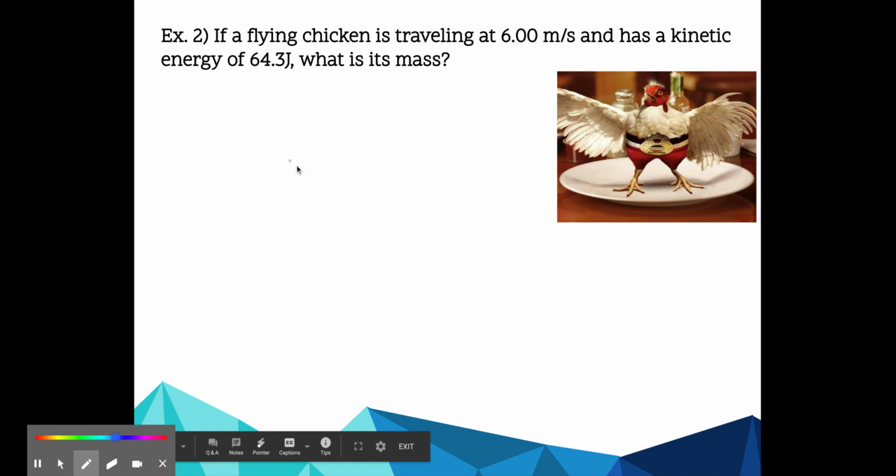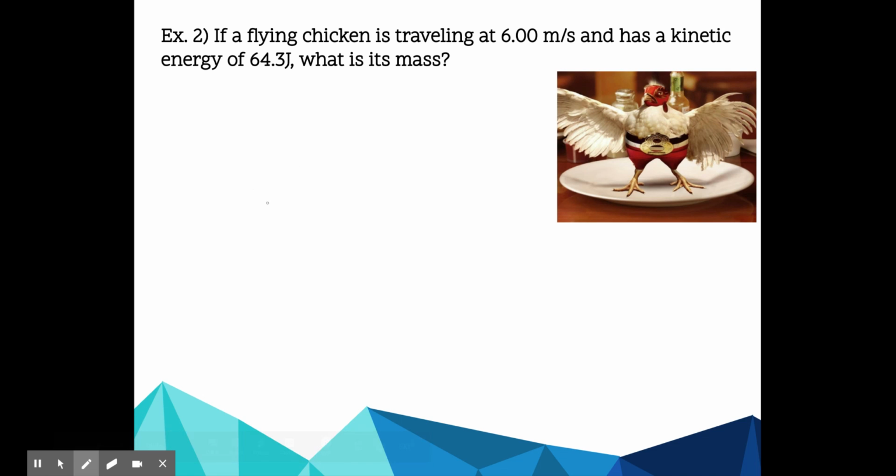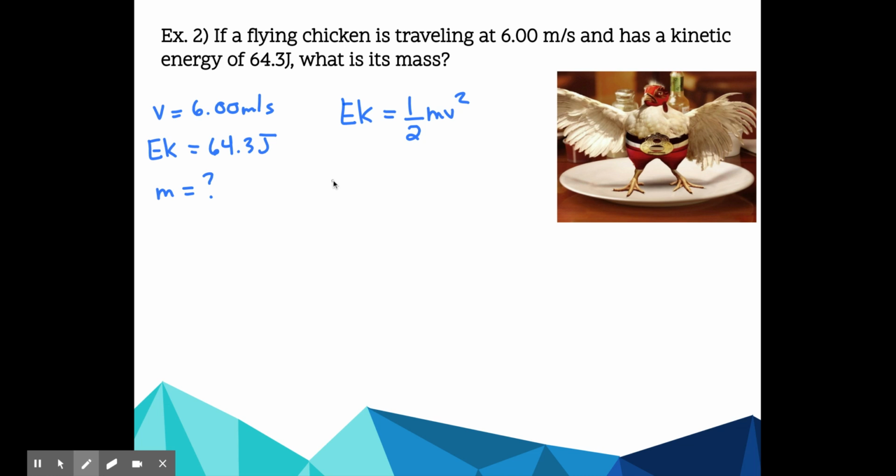Second example, if a flying chicken, because we know chickens can totally fly, is traveling at 6 meters per second, I am going to write my zeros because sig digs matter. So if that chicken is flying that fast, it has kinetic energy of 64.3 joules. What is the mass of the chicken? So if you want, use the manipulated formula that I gave you two slides ago. I'm going to do it the algebra way.